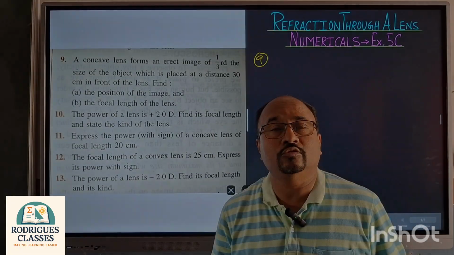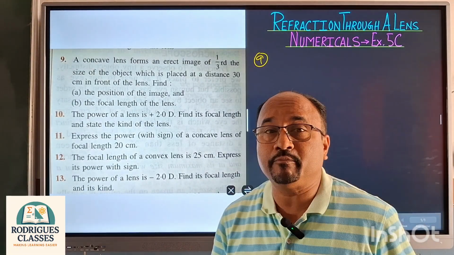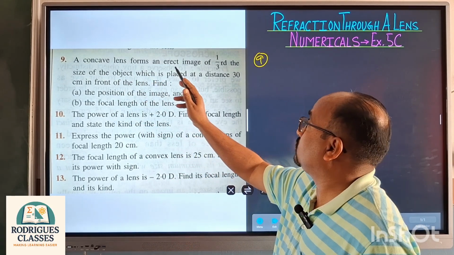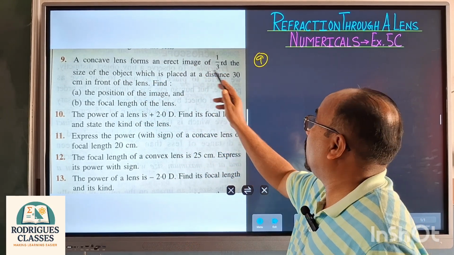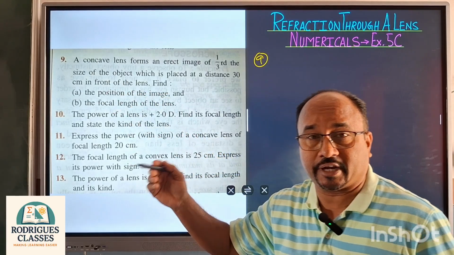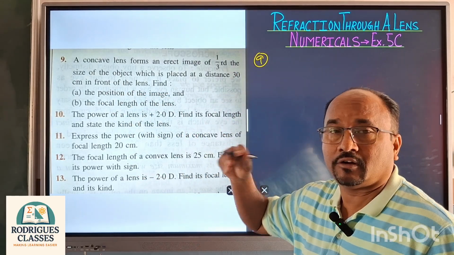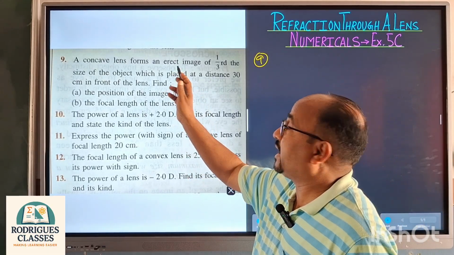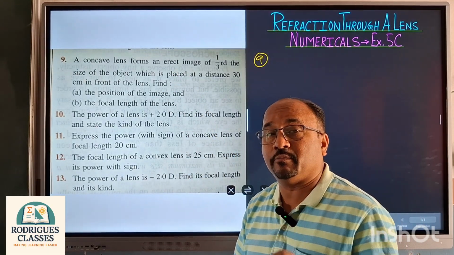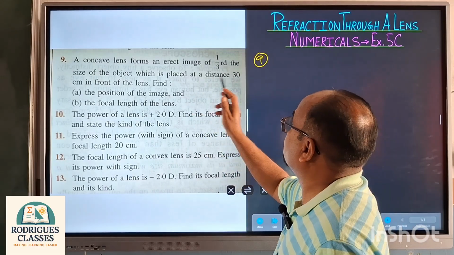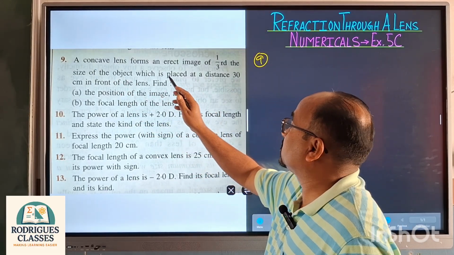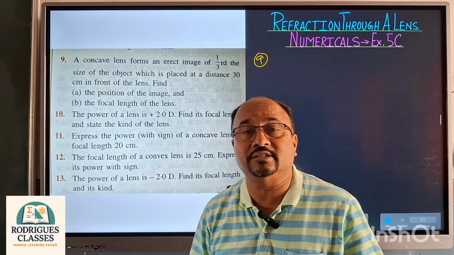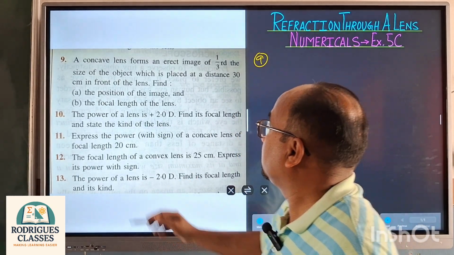So now let us come to numerical number 9. Again a very important sum. Let's see what the numerical says. A concave lens forms an erect image of 1/3 the size of the object. So 1/3 of the size of the object means that is the magnification. Erect image is told, so magnification will be plus. The object is placed at a distance of 30 centimeter in front of it. So the object distance is given to you as 30 centimeter.